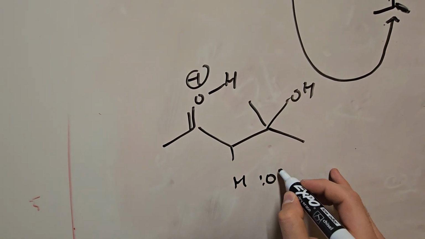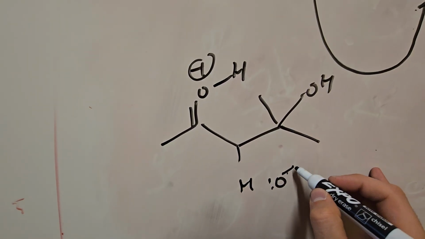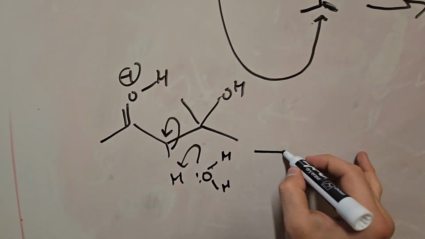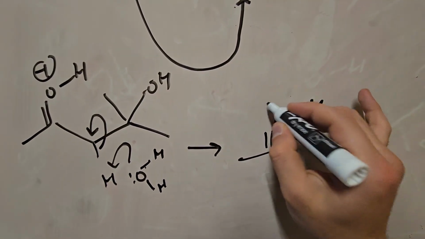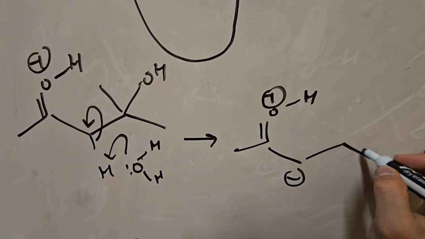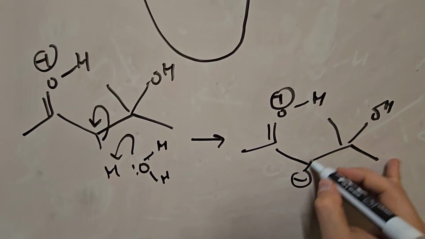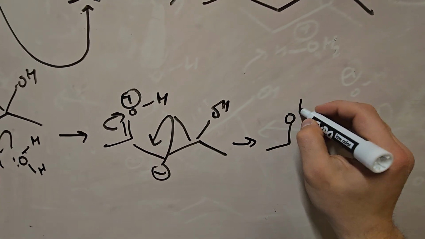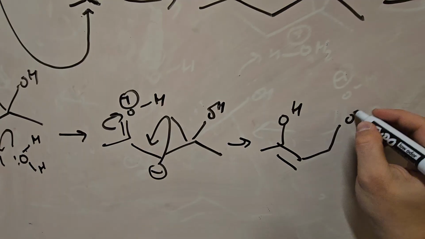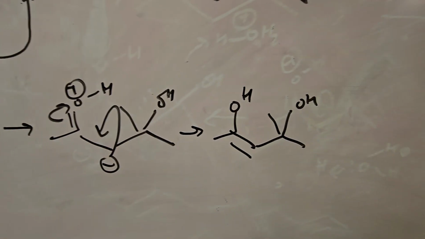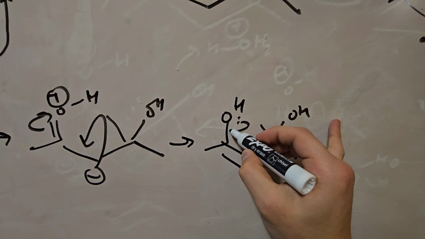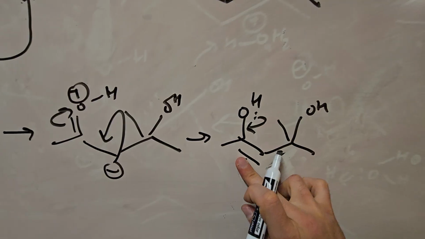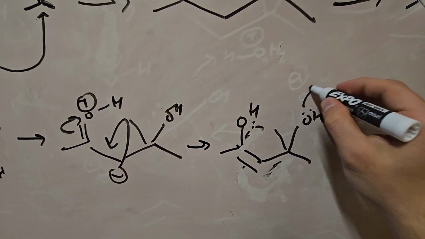Then water will deprotonate the alpha carbon, just like so. The negative charge forms a pi bond. This pi bond breaks. And we have reformed our enol. Now what the enol does is that it brings its lone pairs down, and this pi bond shifts, or before that we protonate our alcohol group here.